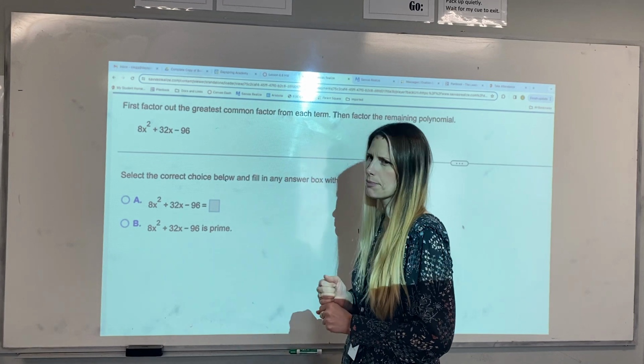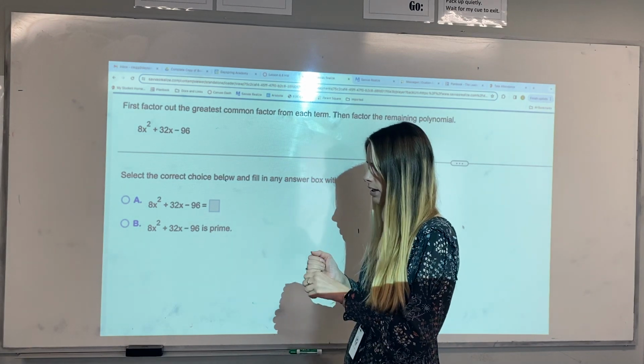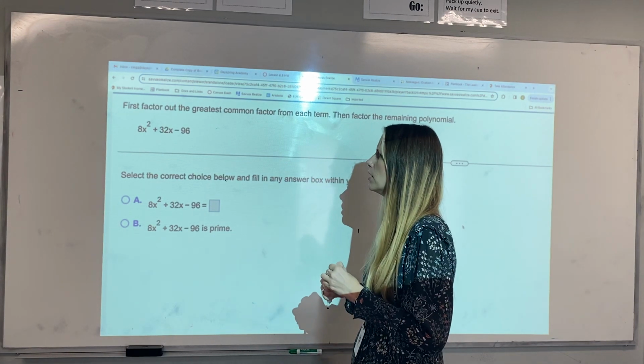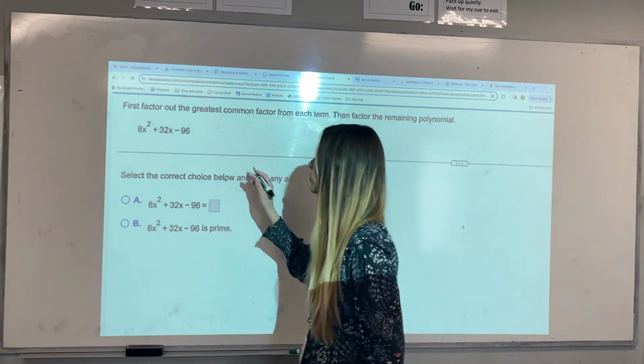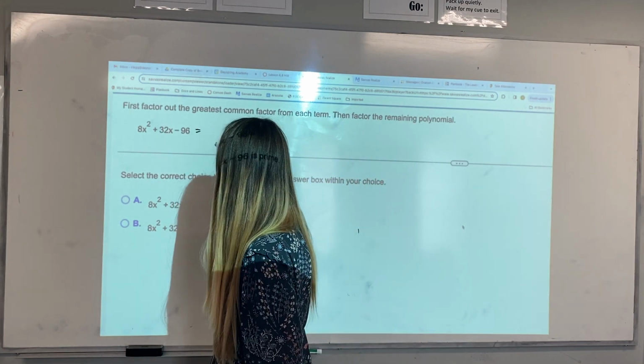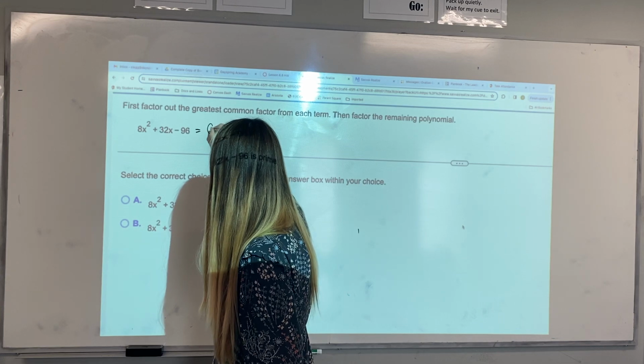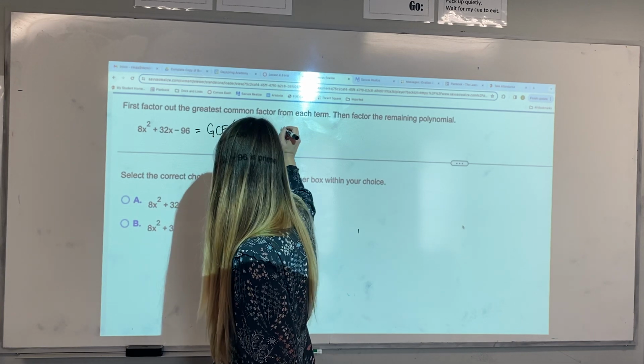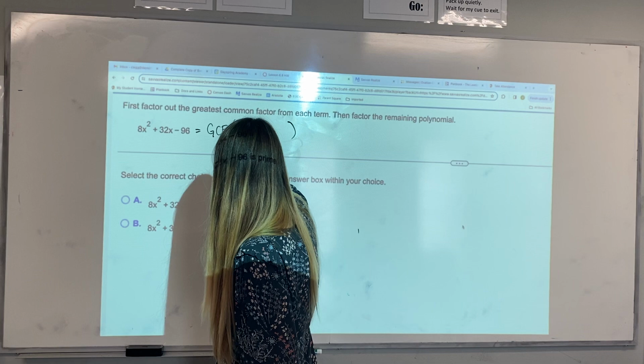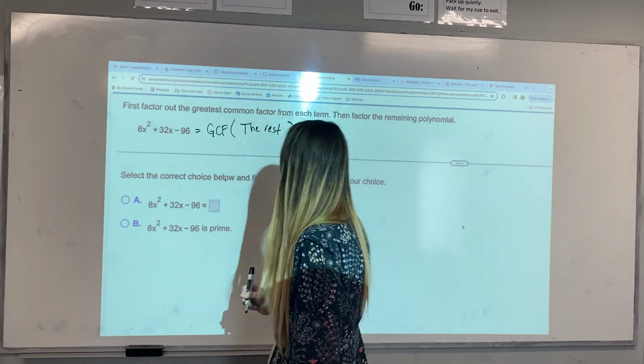I was thinking, should I just skip this one because I just did an example like this? Nah, I'll do it again. It's good to have a second example. So, same steps as before. We're going to rewrite this as the GCF times the rest, or the leftovers.